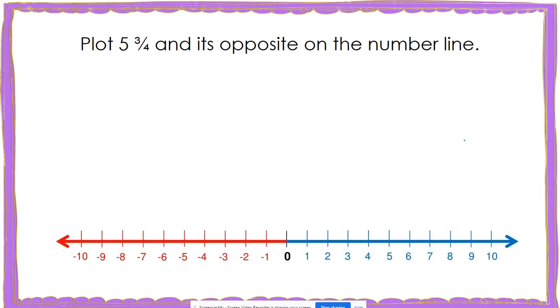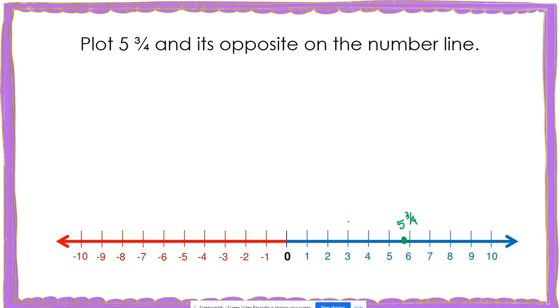Now I'm going to plot 5 3/4 and its opposite on the number line. To get to 5 3/4, I would move 5 units, but I wouldn't quite be to 5 3/4. I know that if I'm looking at 5 3/4, 1/2 is right here in the middle of 5 and 6, and 3/4 is right in between that. So 5 3/4 would be right here on my number line.